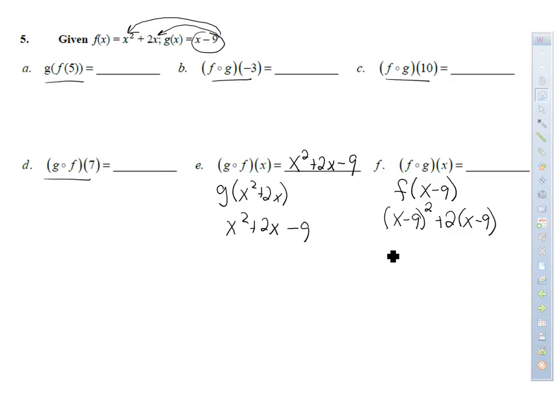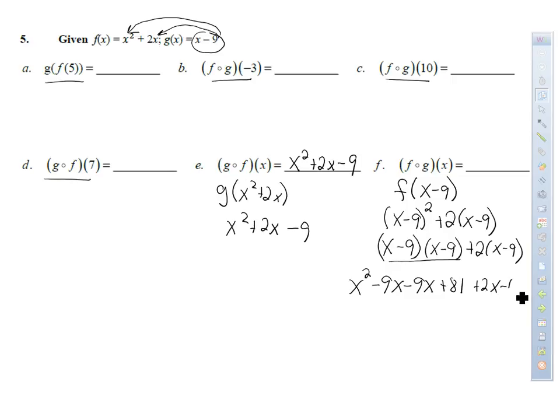Since this is listed twice, we need to write this out so that we remember to FOIL it. This part stays as it is. Now the reason we wrote it twice, now we got to FOIL this. So x times x is x squared, minus 9x minus another 9x plus 81, plus 2x minus 18.